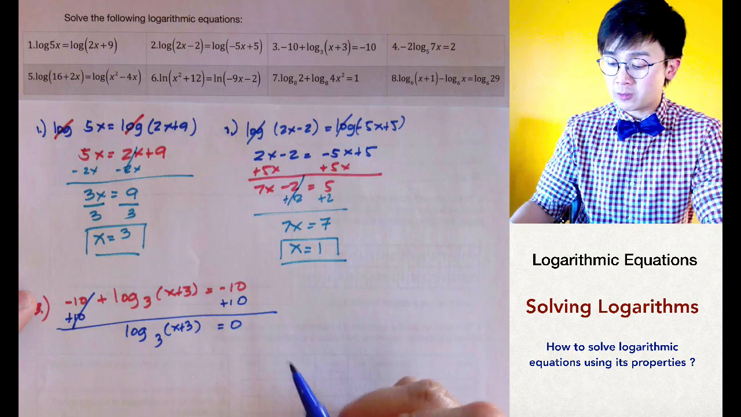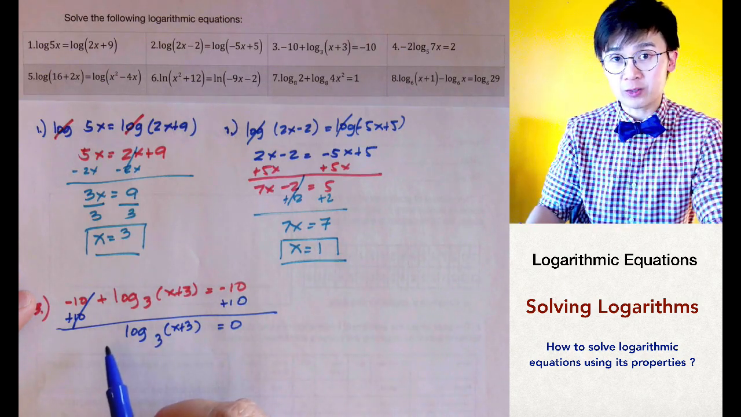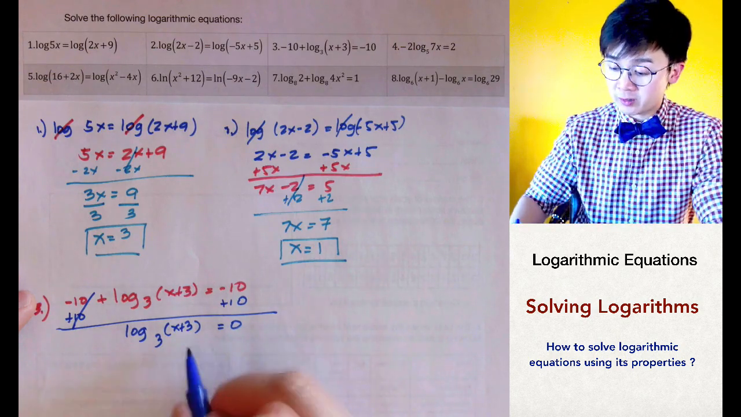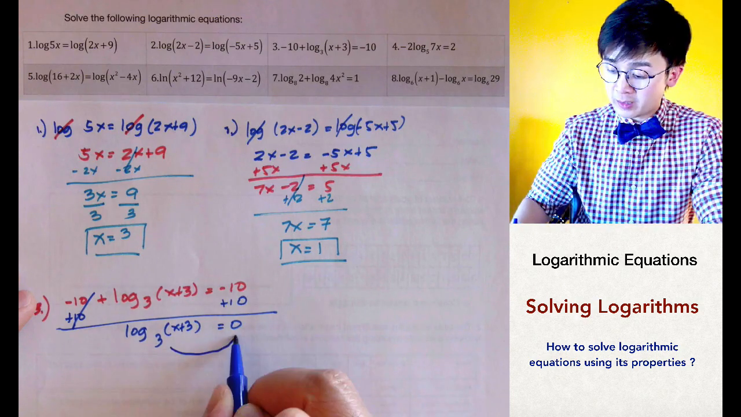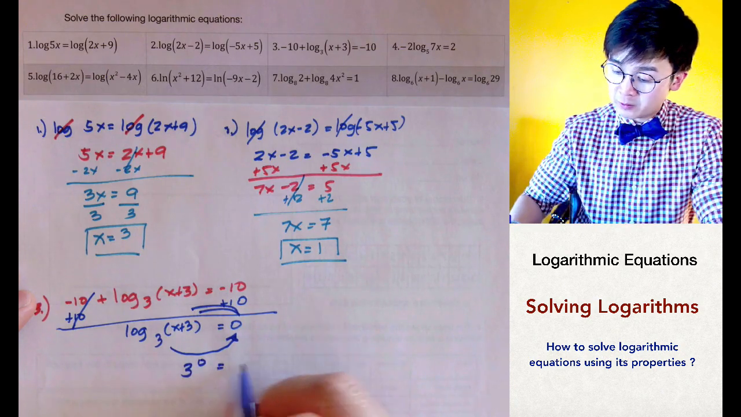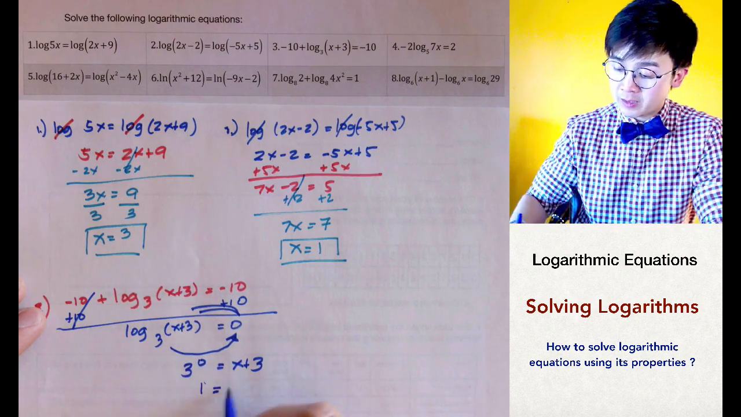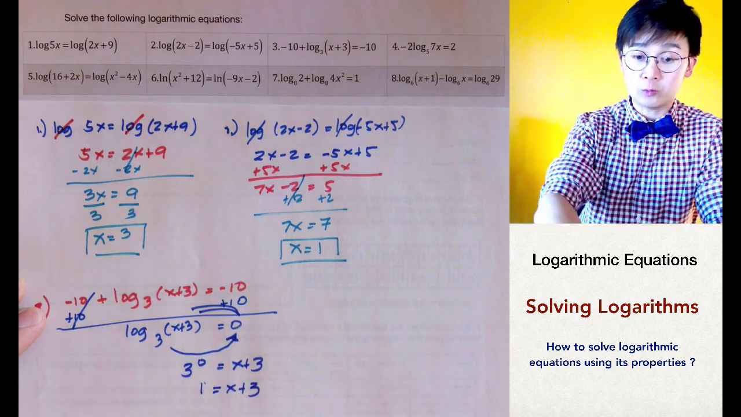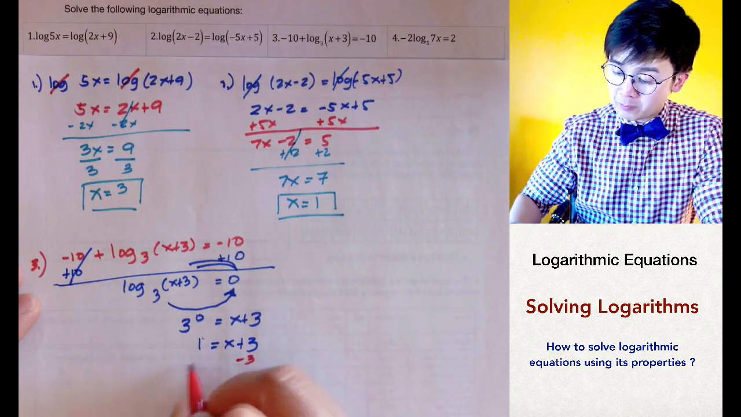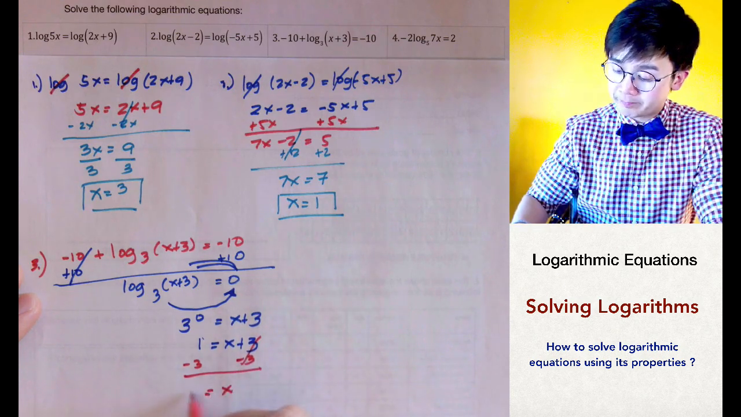So, sa equation na ito, mapapansin nyo, hindi natin pwedeng i-cancel sa logarithm. So, when this happens, kapag isa na lang yung logarithm nyo sa isang side, i-convert nyo siya into exponential function. So, pag kinonvert nyo siya, 3 raised to 0 equal to x plus 3. At alam natin na 3 raised to 0 ay equal to 1. So, meron ka ng x plus 3 equal to 1. And by solving for x, we will subtract 3 on both sides. So, x is equal to negative 2.